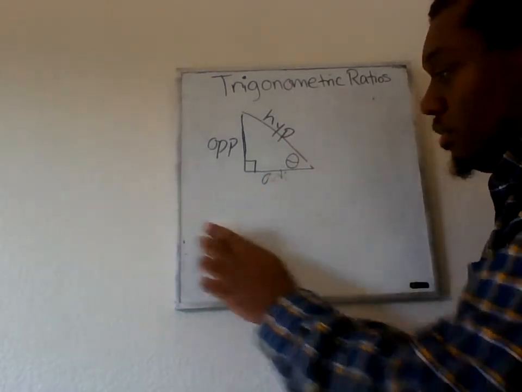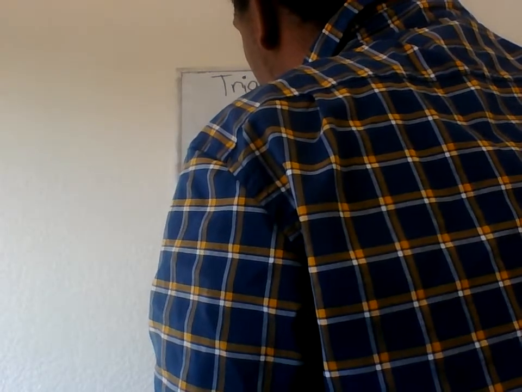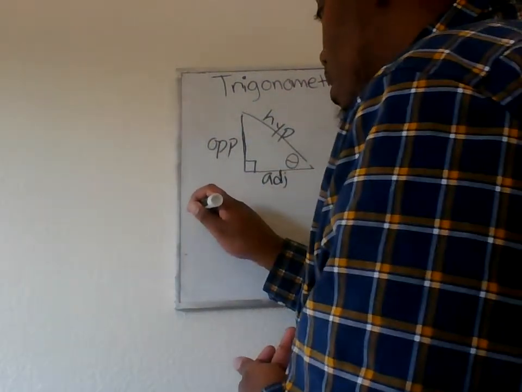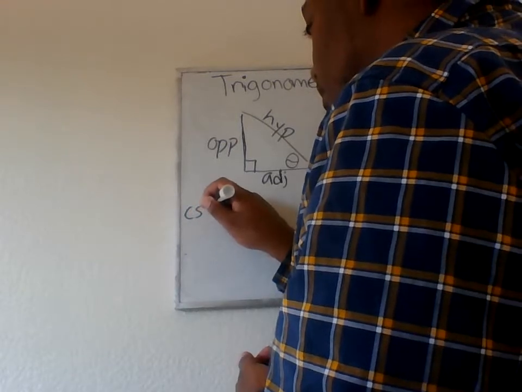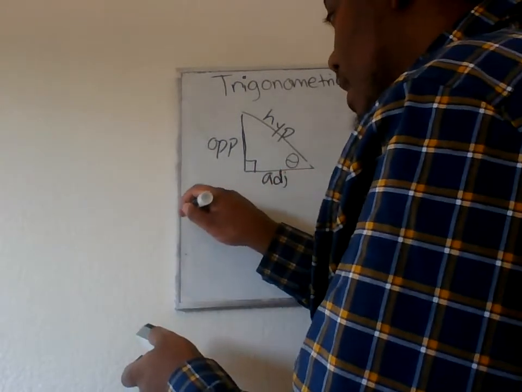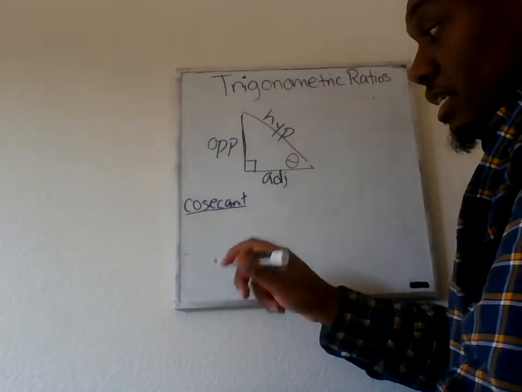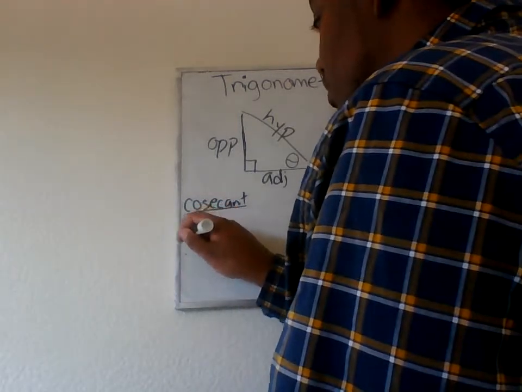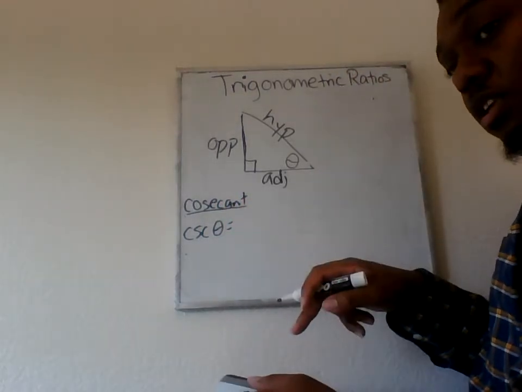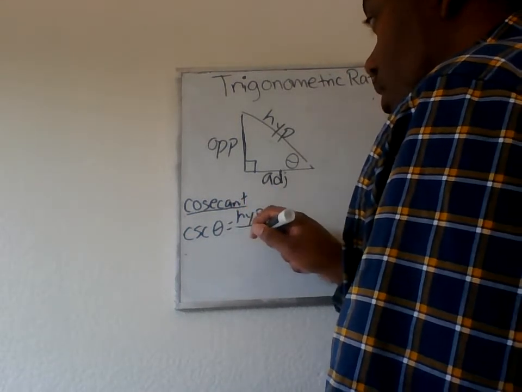The three others that we use still have to do with the adjacent and opposite and the hypotenuse. The first one is called cosecant, abbreviated CSC, and I'll actually write it out, cosecant. And it is directly related to sine. It is the inverse or reciprocal of sine. So CSC of theta would then be, if sine was opposite over hypotenuse, if we flip that, this would be hypotenuse over opposite.